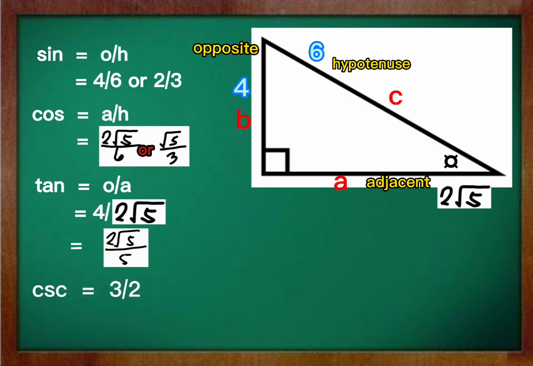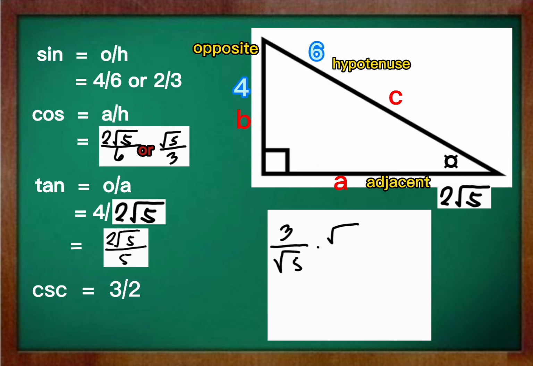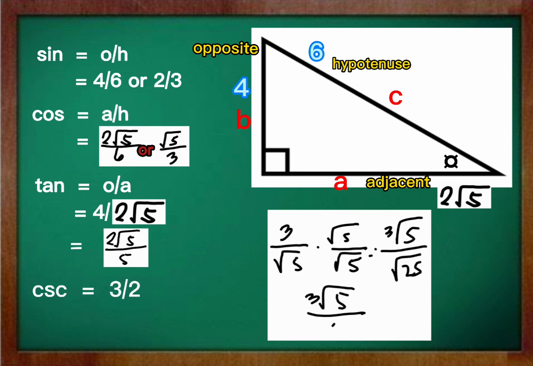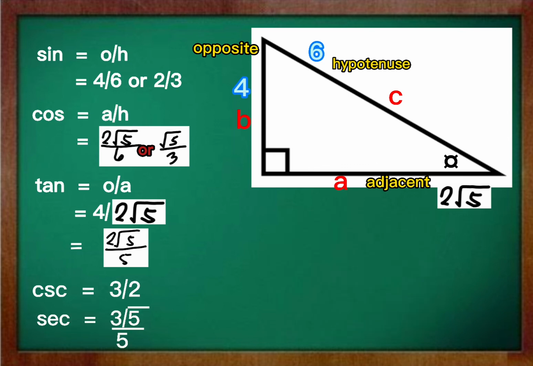Find the cosecant. That's the reciprocal of sine. That's 3 over 2. The secant, the reciprocal of cosine. That's 3 over square root of 5. So rationalize the radicals. Multiply by square root of 5 over square root of 5. That's 3 square root of 5 over 5. Then the cotangent. So our final answer in tangent is 2 square root of 5 over 5.